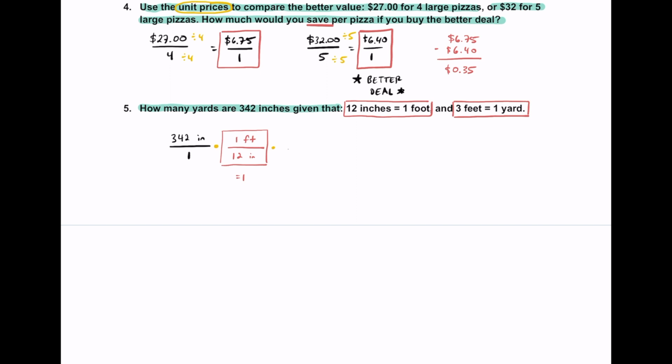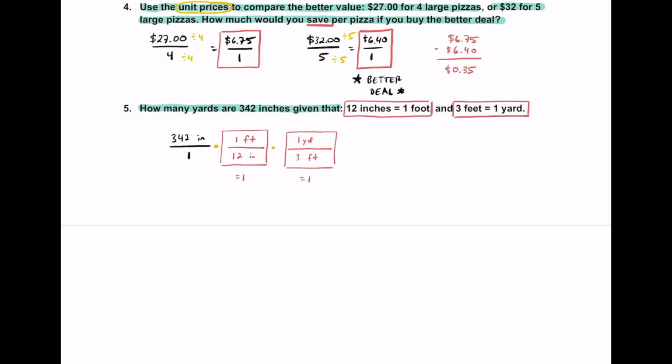And then what we're going to do next is we are going to change this into yards, right? So we are going to put the 3 feet on bottom and the 1 yard on top. And I'll tell you why, again, in just a moment. Just bear with me here. I'm just writing this out here. So 3 feet is the same thing as 1 yard, so just writing on top of each other.